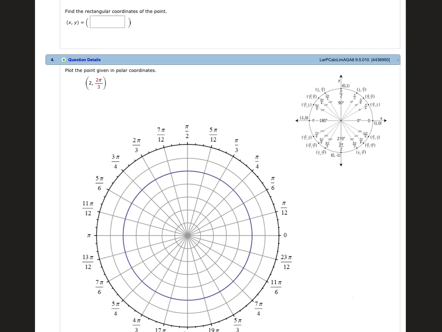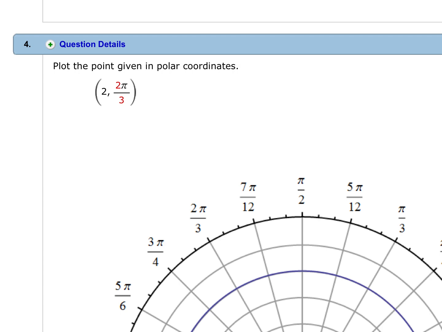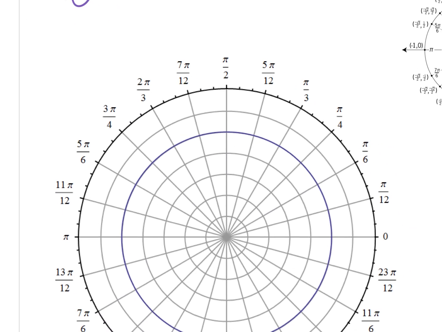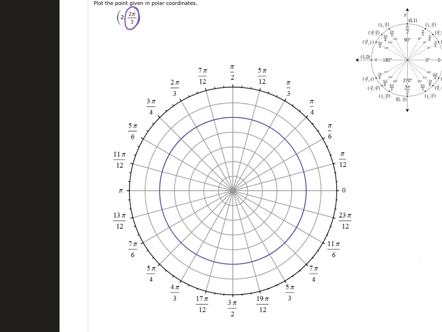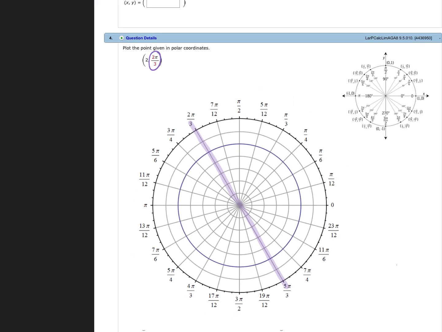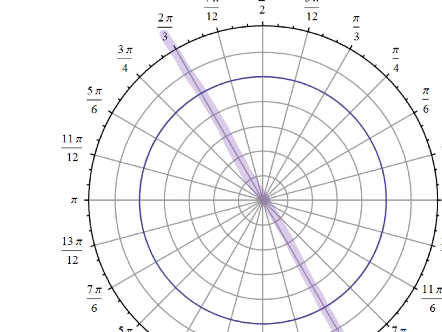Let's do number 4. So we have to plot the point given in polar coordinates. So we're going to go to 2 pi over 3. So 2 pi over 3 would be here. I'm just going to extend it all the way through just in case. Drawing that line is just for your work, just to see where you need to go. So then I have to go out 2 rings. From the center, from the pole, I'm going to go out 2 rings. So that would put me right there. So that would be my point.